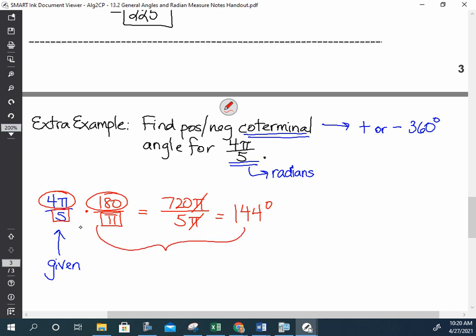So what we did, we changed radians to degrees. Now the angle is in degrees. Any questions so far?